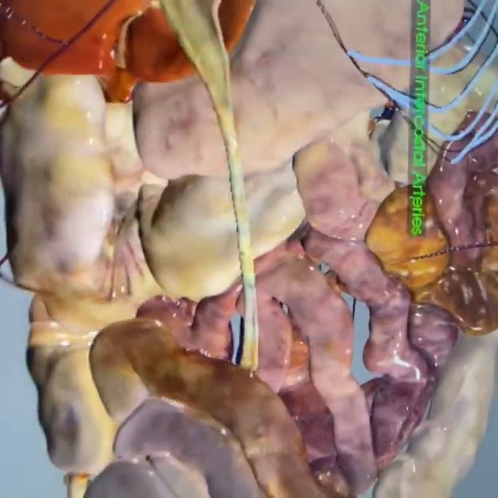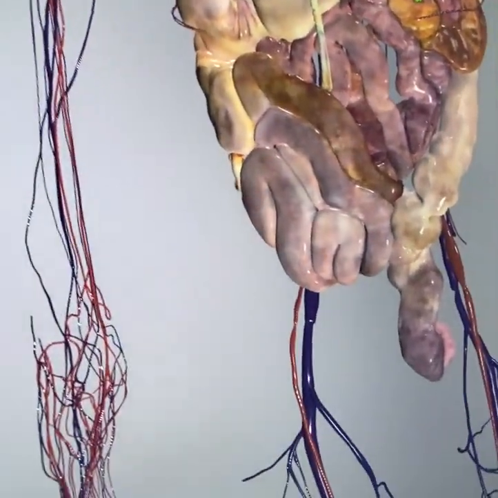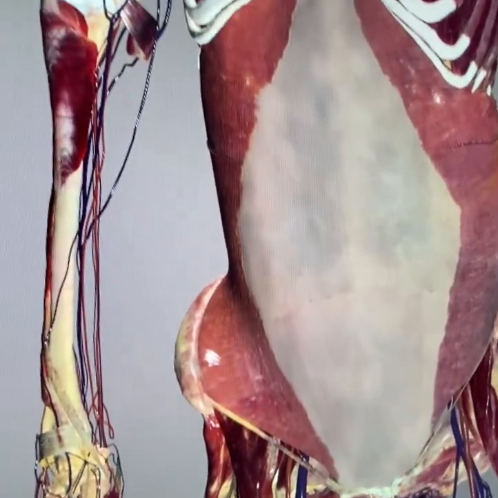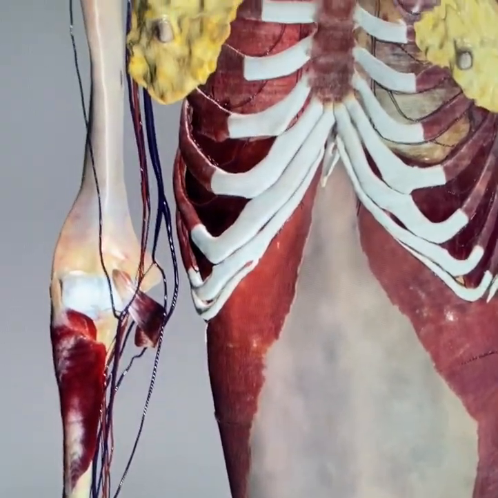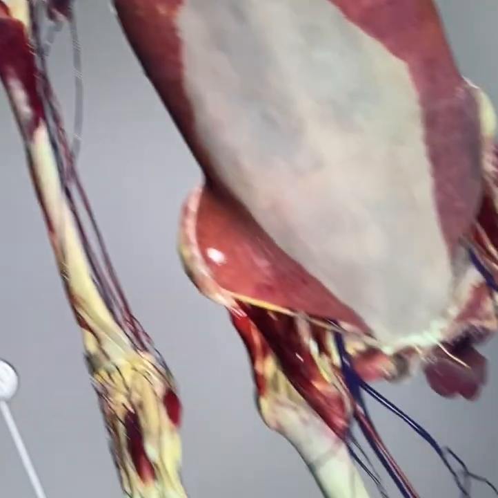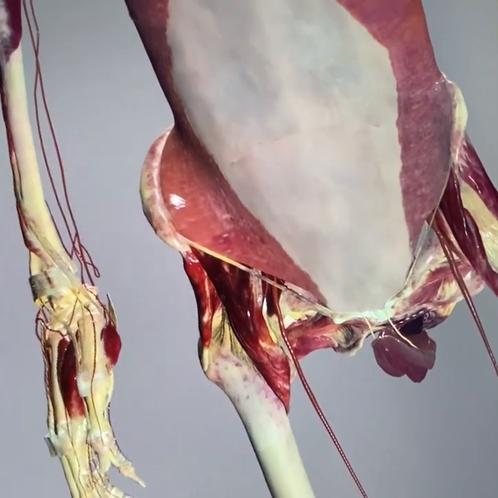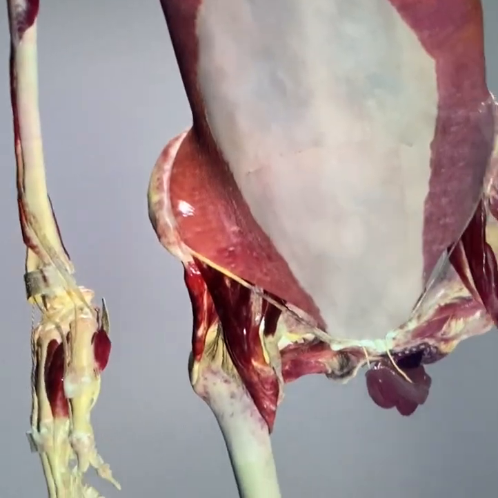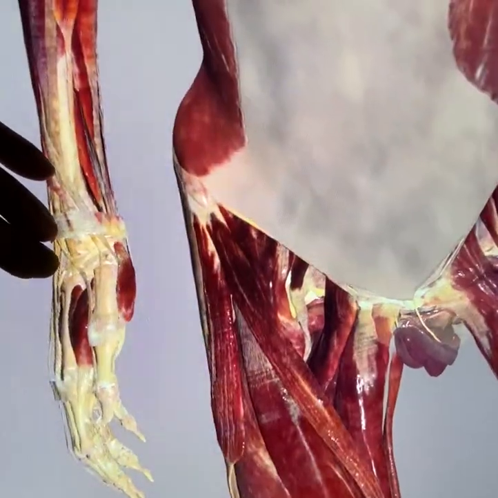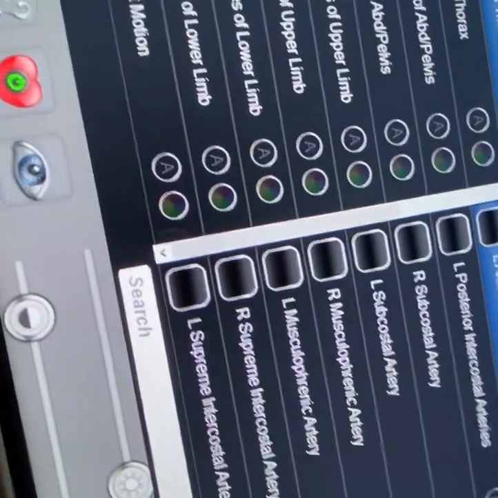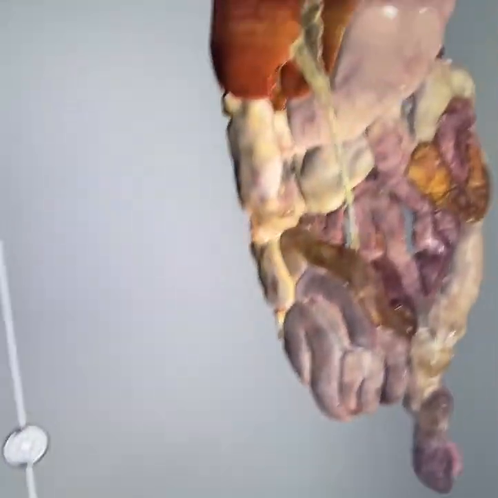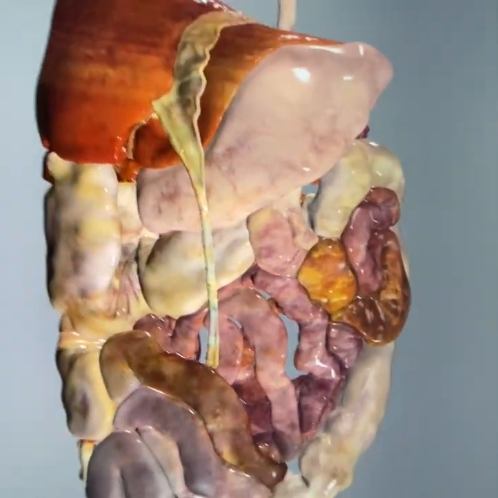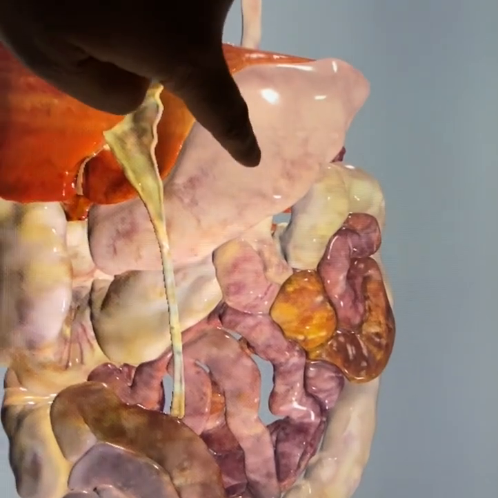Then you have your, oopsies, what's going on? What did I just touch? Alrighty, let's edit that part out. Okay, we're back to normal. Right, I think my belly is in the way.